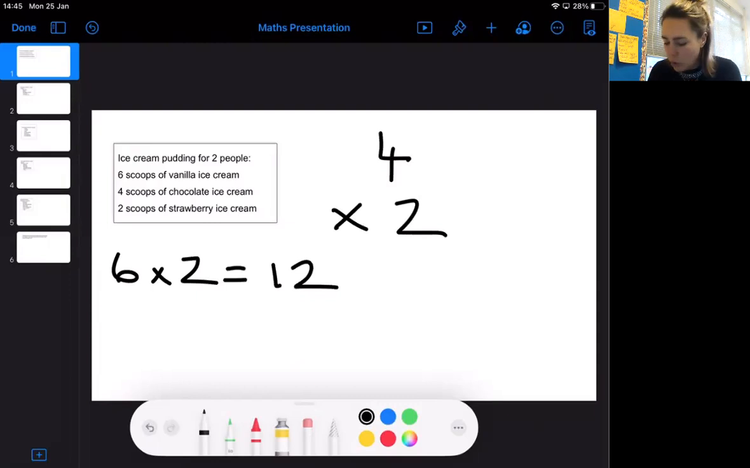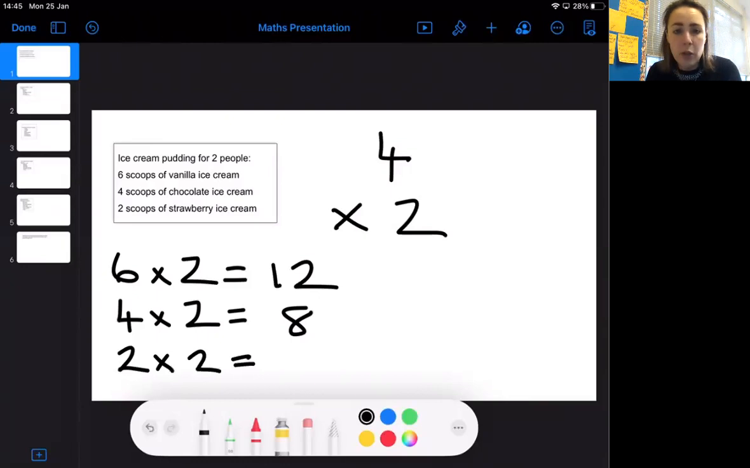I've got 4 scoops of chocolate ice cream. I need to do exactly the same again. I need to double 4 or times it by 2. So I need 8 scoops of chocolate ice cream. And strawberry ice cream, it says you need 2 scoops of for 2 people. So I need to double that or times it by 2 to make the recipe for 4 people. So I need 4 scoops of strawberry ice cream. So I'm scaling that recipe up from 2 people to 4 people, and it's doubling the number of people. Therefore, I need to double the ingredients of the recipe.